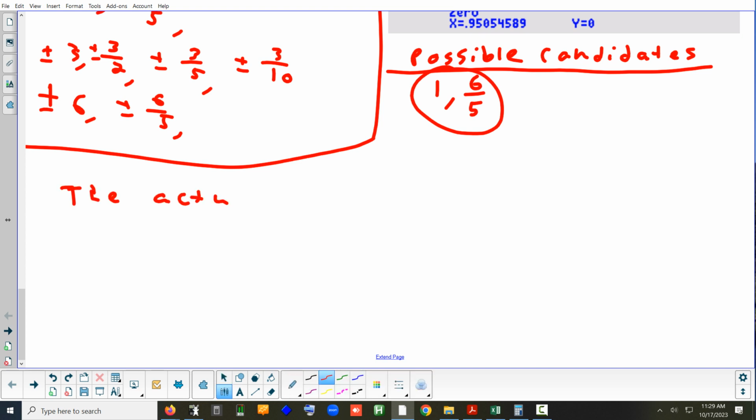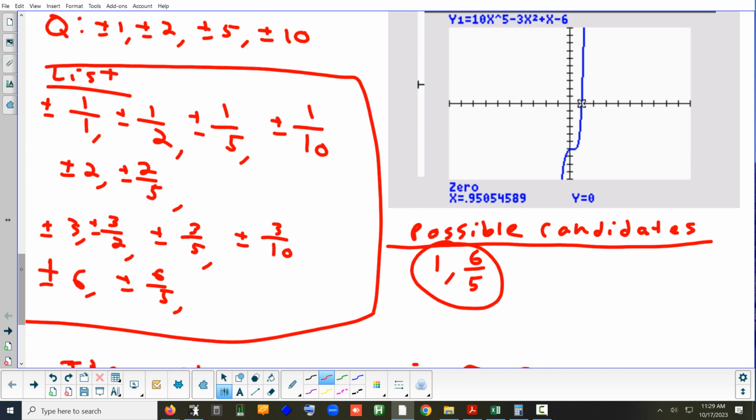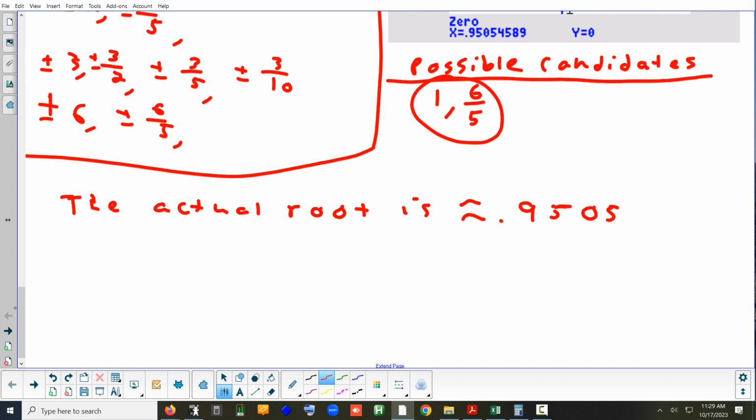The actual root is about 0.9505. There is no number in this list that's 0.9505. None of them. That's the list of rational possibilities. Because that number isn't in the rational list, it must be an irrational root. So unfortunately, the rational root theorem didn't really help us in this problem.